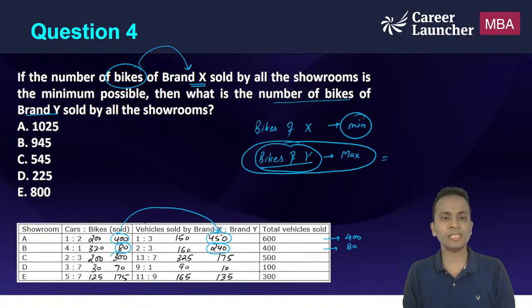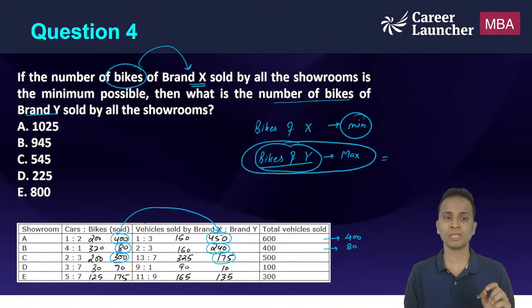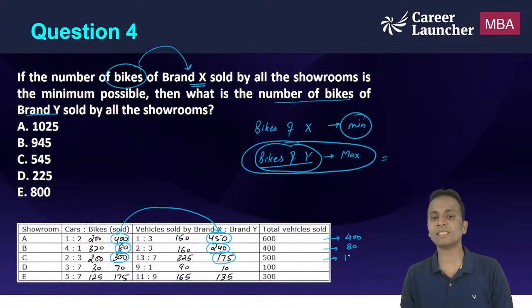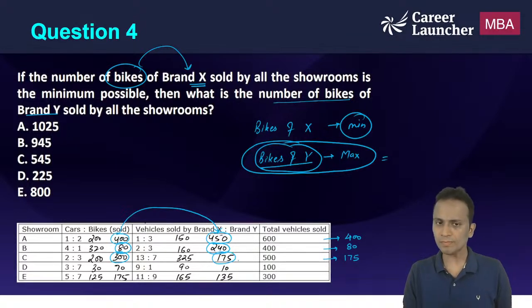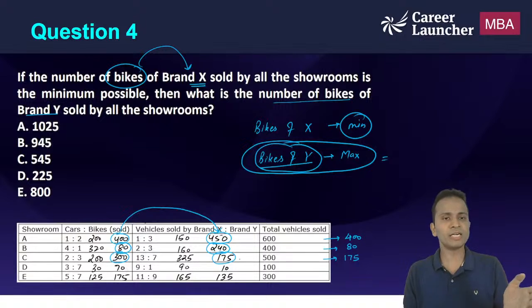Now next is 300 and 175. Can all these 300 bikes be of brand Y? No, not at all, because brand Y has only 175 vehicles. So a maximum of 175 bikes can be of brand Y. Okay, understood? Brand Y total is 175, so there cannot be more than 175 in brand Y. So out of 300 bikes, 175 bikes will be of brand Y.